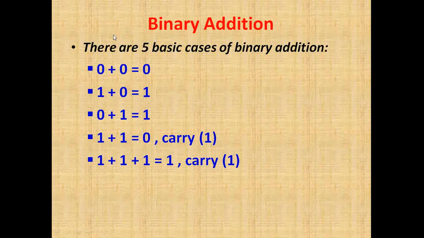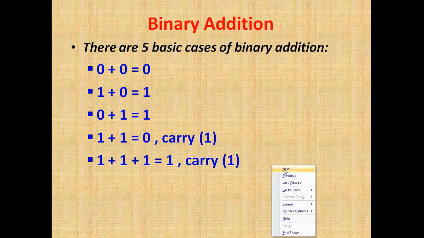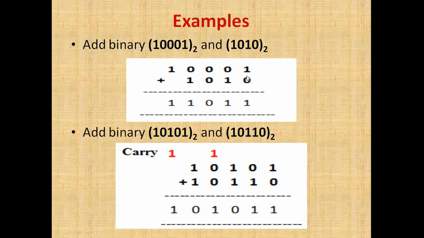So in order to perform binary additions, you have to keep in mind these rules, or you can say cases of binary additions. So now let us take some examples of binary additions. So this is the first example. In this example we are going to add 10001 and 1010. These are two binary numbers, and we are going to add them.